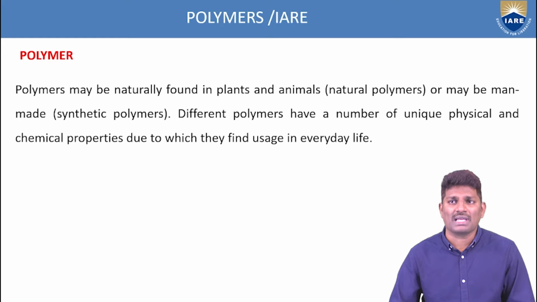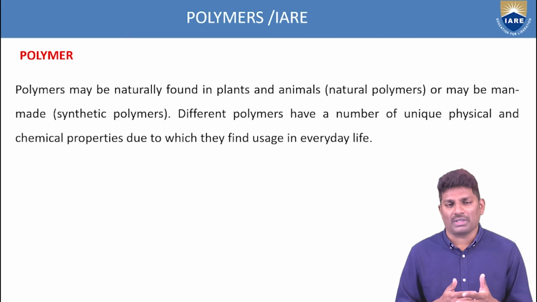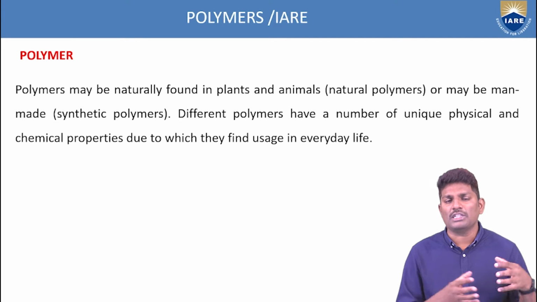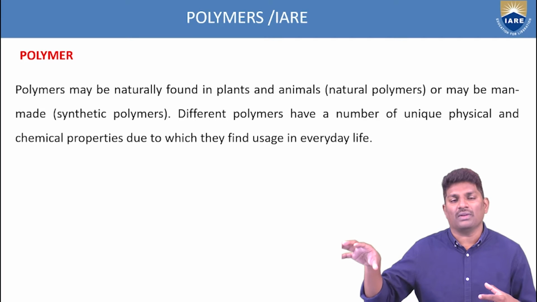Now different polymers have a number of unique physical and chemical properties. Is it right? So depending upon the type of application, depending upon the type of availability of the polymers, they have different physical properties as well as chemical properties. Depending upon these properties, we are trying to categorize these polymers and apply them to the required application.